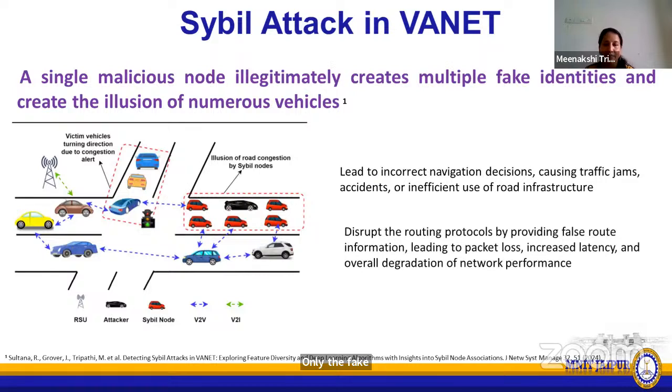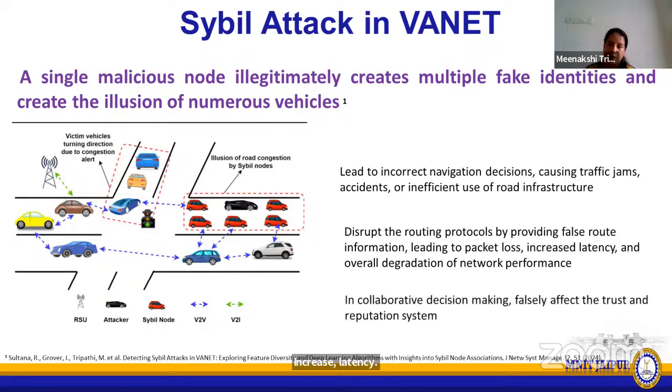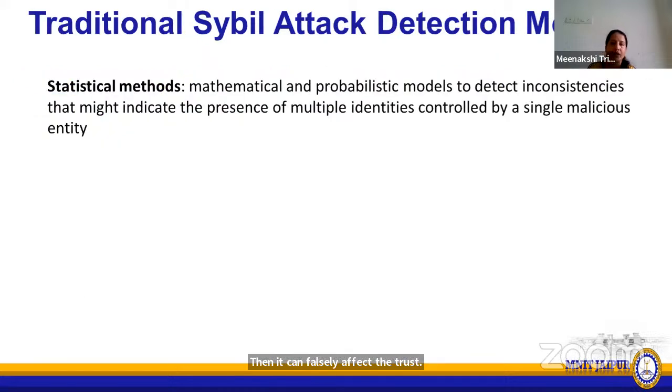It can disturb the routing protocols by providing false route information, leading to packet loss, increased latency, and overall degradation of the network performance. And if we are using some kind of collaborative decision making, then it can falsely affect the trust and reputation system. So what are the various methods to detect the Sybil attack?